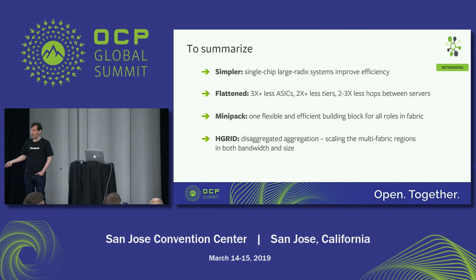It's actually simpler. The single chip large radix systems improve efficiency greatly. It's flattened: fewer tiers, fewer chips, fewer hops between the servers. We use MiniPack as one flexible building block for all roles in the fabric. And with our disaggregated aggregation, H-grid, we can scale our multi-fabric regions in both bandwidth and size at the same time.